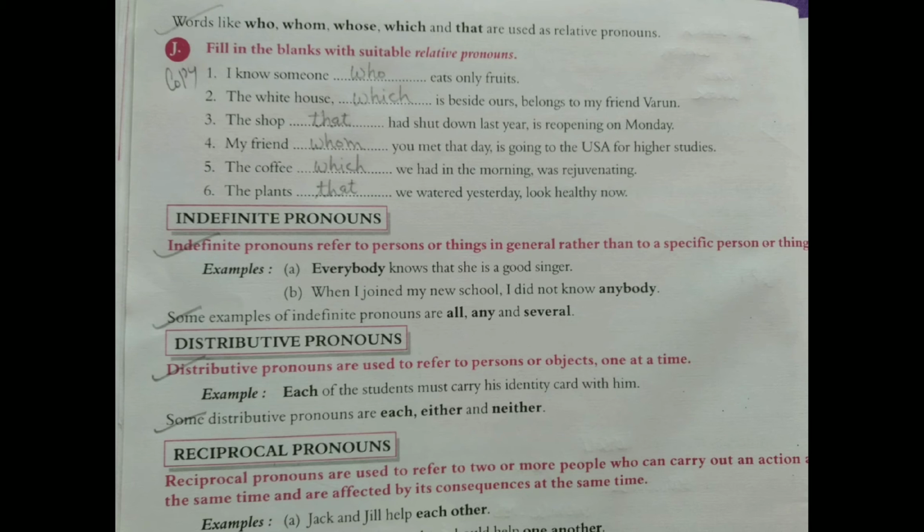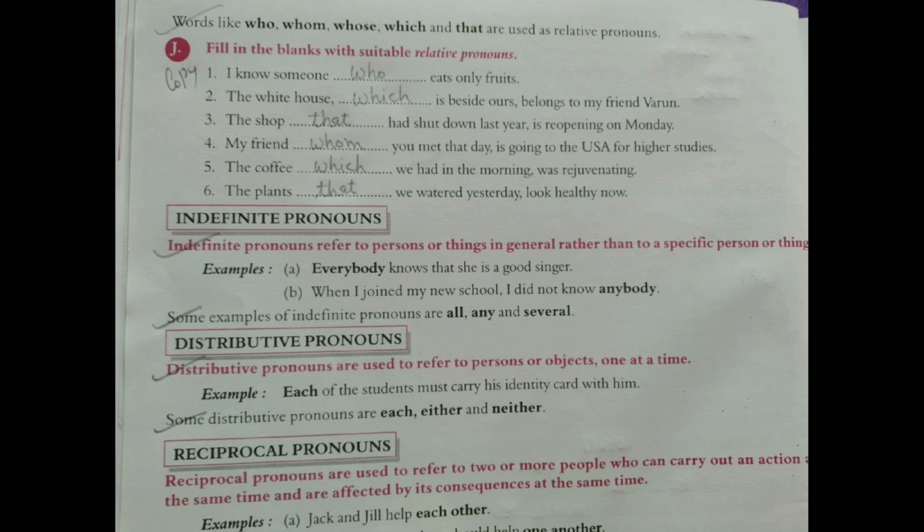Everybody knows that she is a good singer. Here, everybody is a general pronoun. It is not referring to a girl or a boy or an object, but everybody. Number B. When I joined my new school, I did not know anybody. Again, here, anybody refers to the people whose name is not specific. Some examples of indefinite pronouns are all, any, and several.